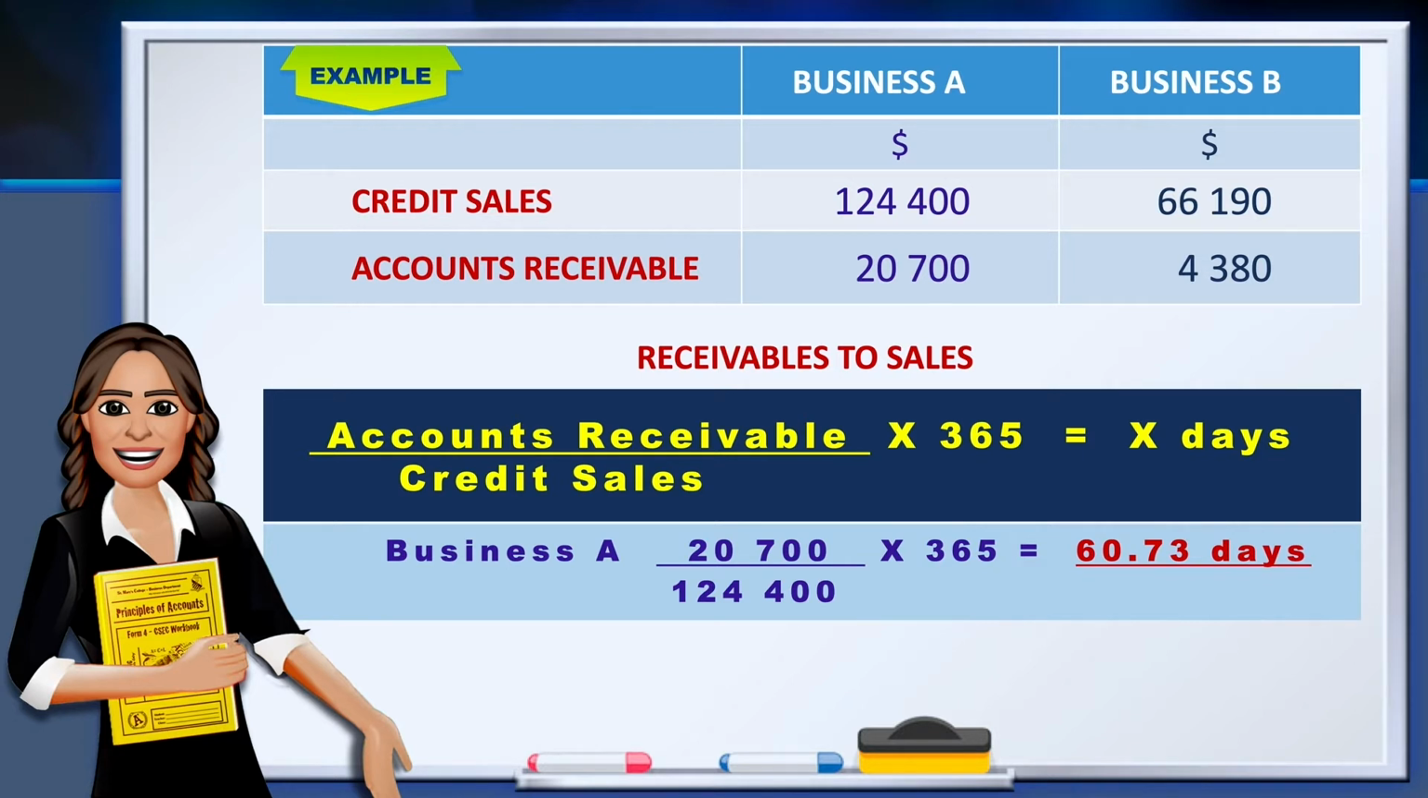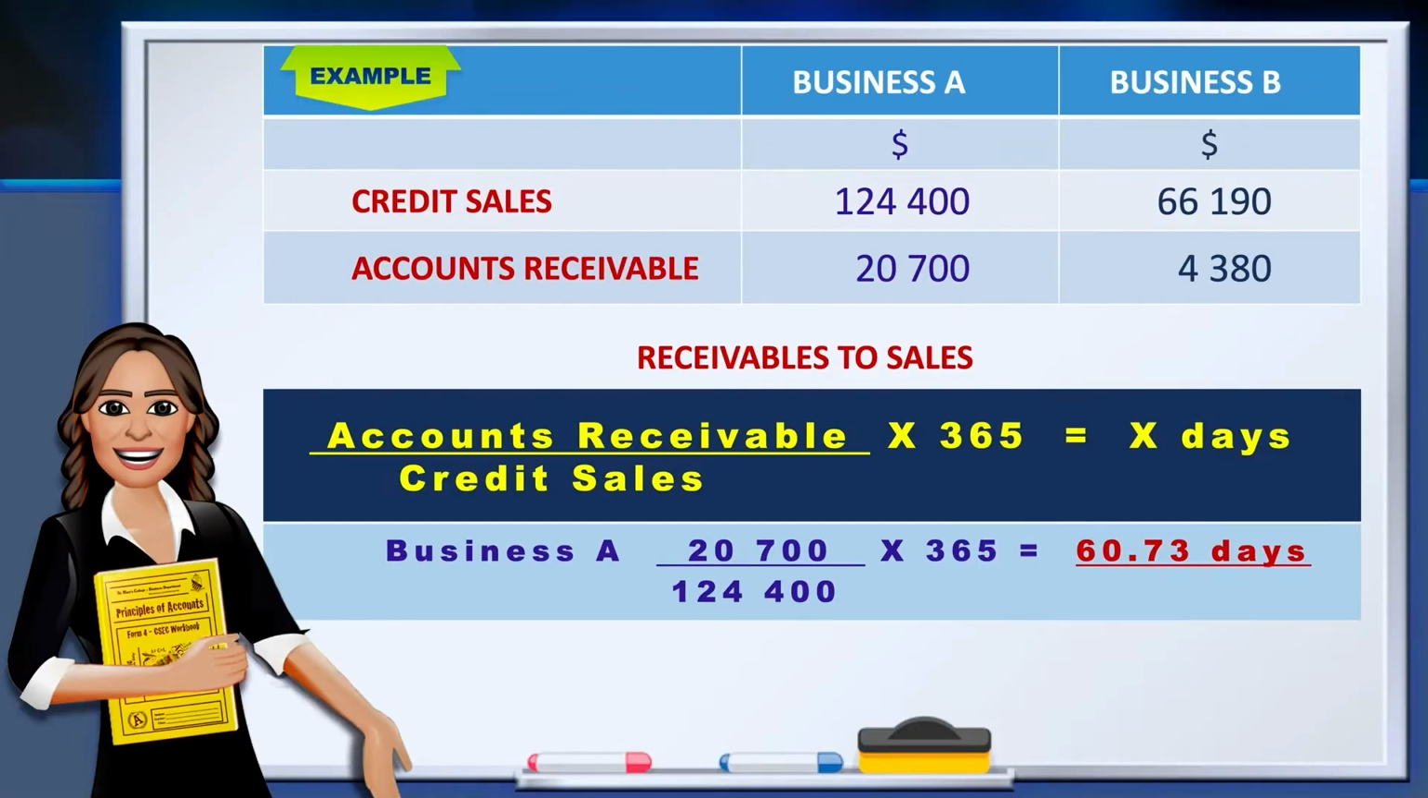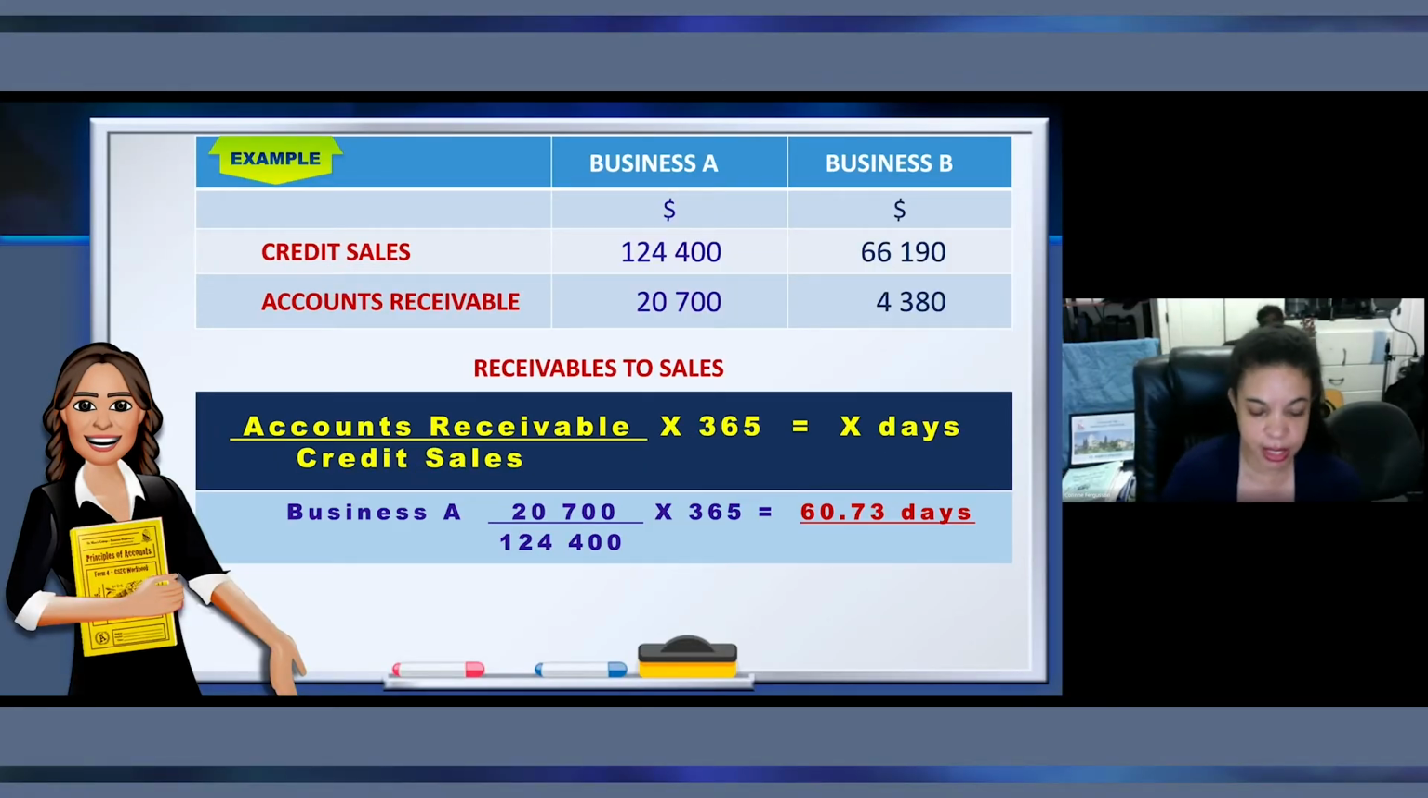Okay, so using the formula, since it's receivables over credit sales, for business A your receivables will be 20,700 over your credit sales, which is 124,400, and then you multiply by the 365, and the answer you get, in my case rounded off to 2 decimal places, is 60.73, and we are expressing it in the number of days. So the correct answer would be 60.73 days, or 60.7 if you're rounding it off to 1 decimal place. All right, so that is for business A.